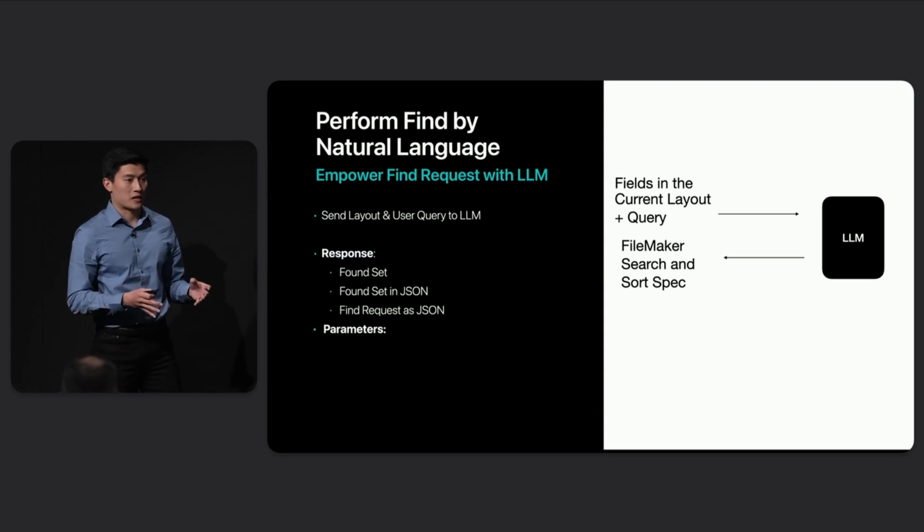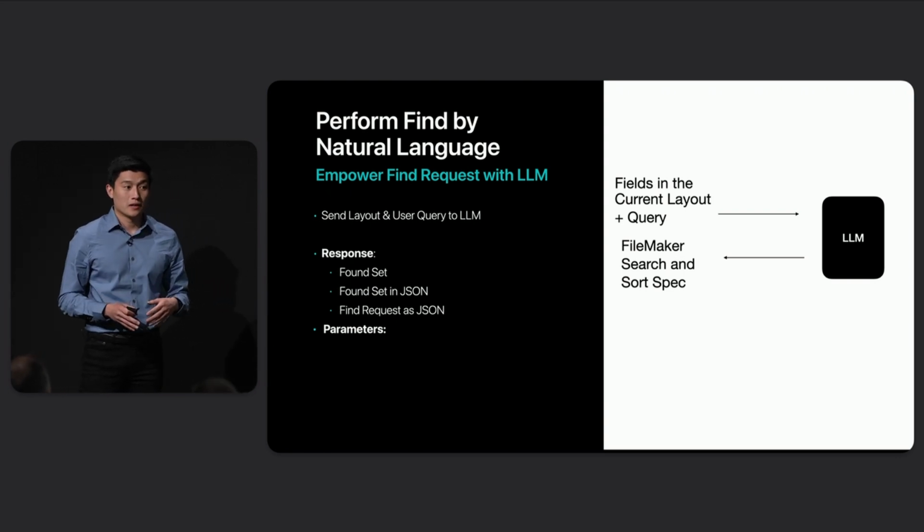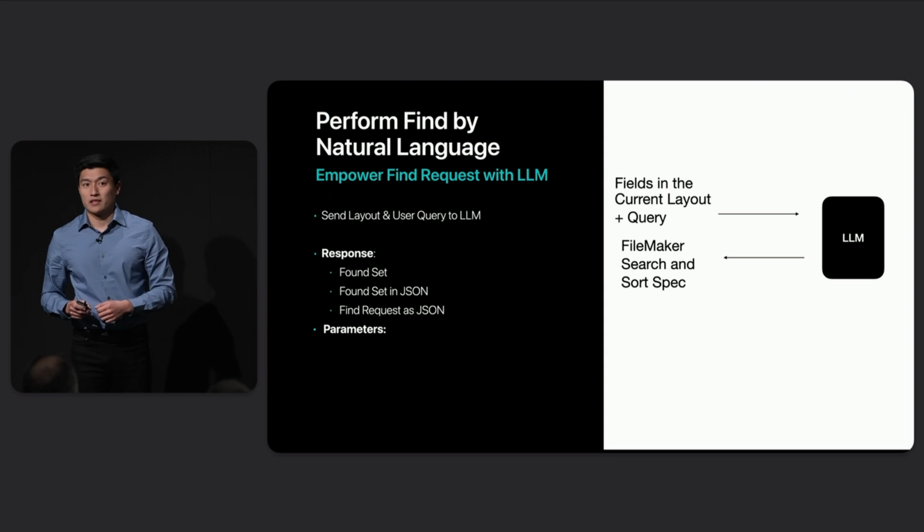So if you're running this script step and you select this option, it'll actually perform the find right on the FileMaker client. So this just takes all the natural language that you found and then it's going to show you directly what it's found. The second one is the found set in JSON.